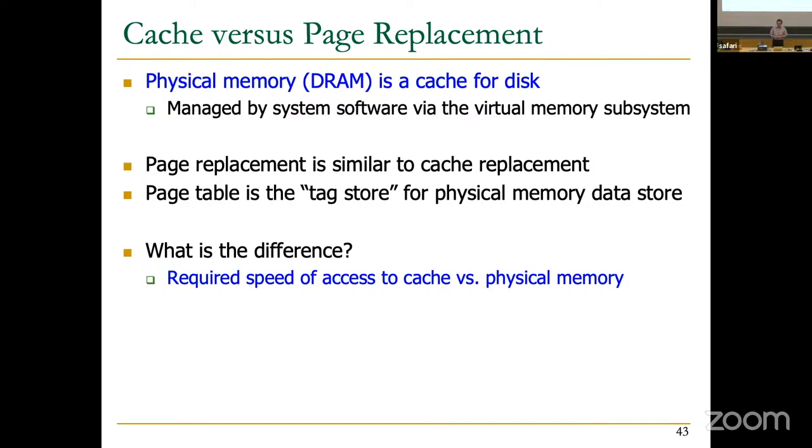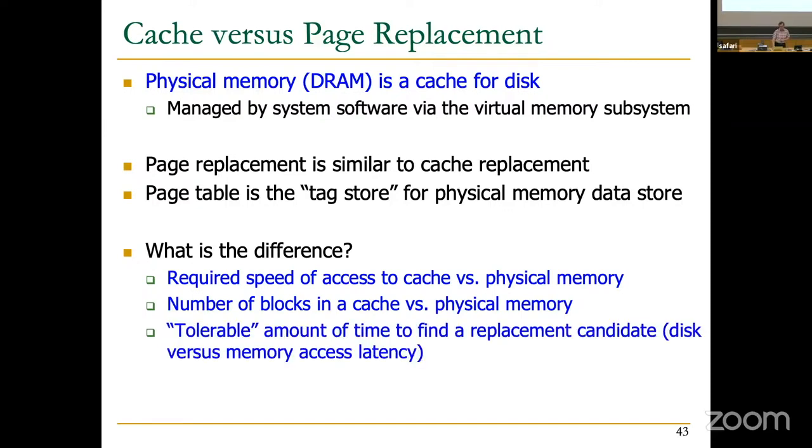It doesn't need to be very fast, if you will, because caches require accesses that need to be as quick as cycles. Here, we're talking about bringing the page all the way from disk into memory. You can have your sweet time to figure out what to replace, right? Because that's going to take at least microseconds. Okay, so number of blocks in a cache versus physical memory. Hopefully we've seen that. I just gave you an example with 2 to the 28 blocks in physical memory, or pages. So this makes complicated physical memory replacement algorithms not easy to implement.